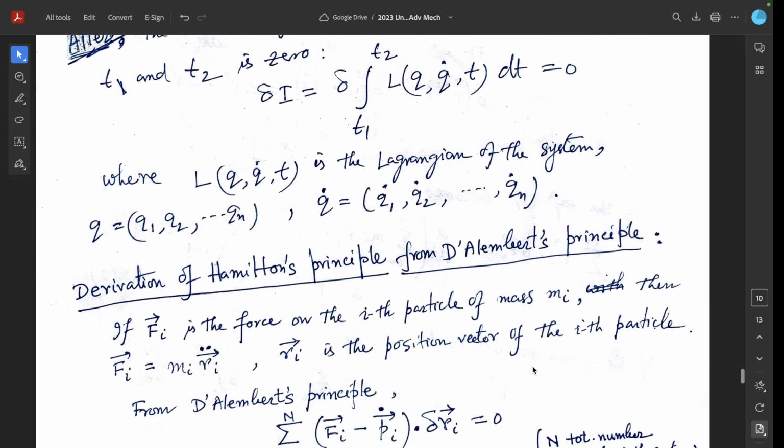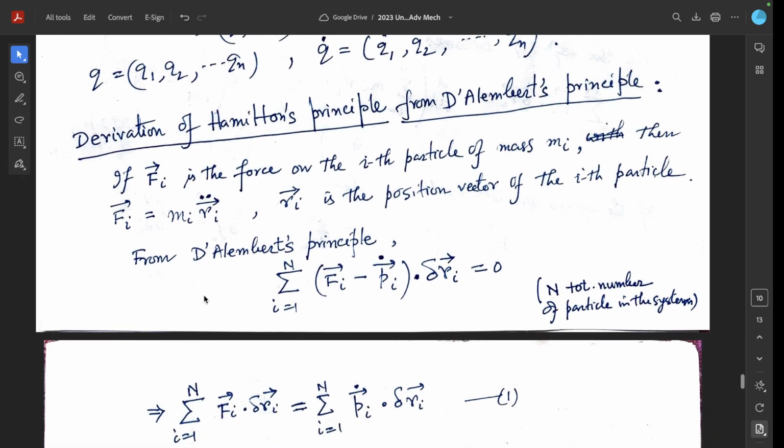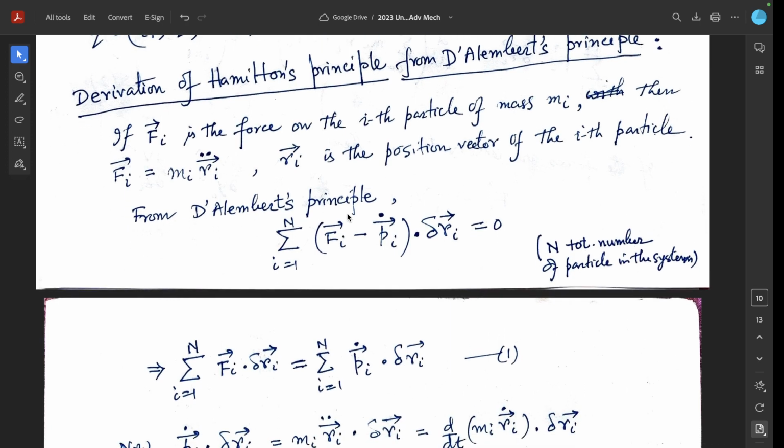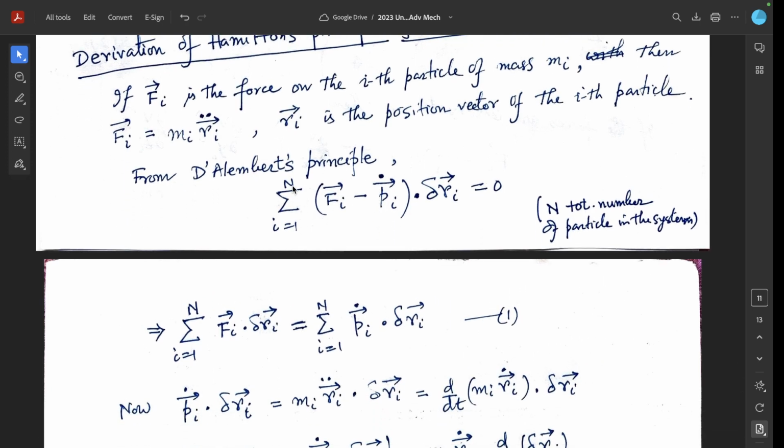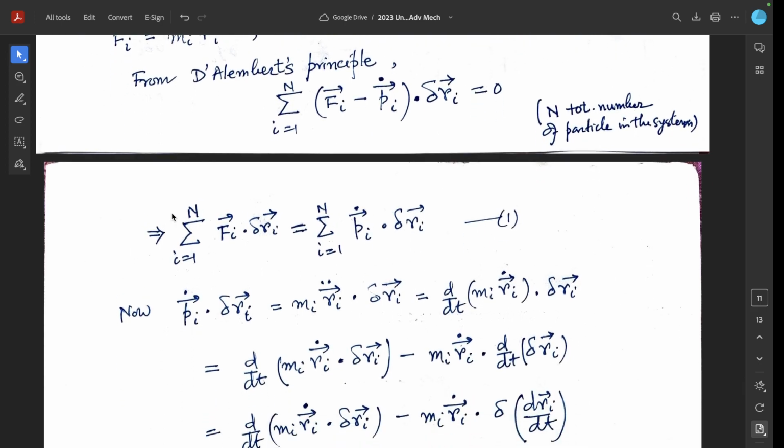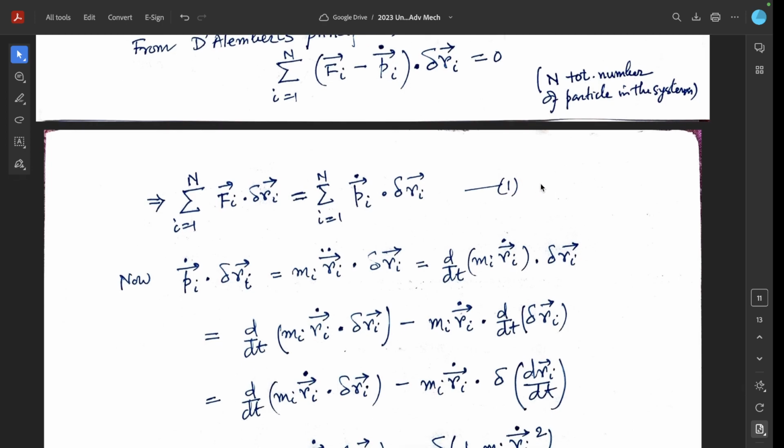Now the derivation of Hamilton's principle from D'Alembert's principle. Fi vector is the force on the ith particle of mass mi. Then Fi vector equals mi ri double dot, where ri vector is the position vector of the ith particle. From D'Alembert's principle, summation of i equal to 1 to capital N, the number of particles in the system, of (Fi minus pi dot) vector dot delta ri equals 0, for the virtual displacement delta ri. So the summation of Fi vector dot delta ri equals the summation of pi dot vector dot delta ri, expression 1.